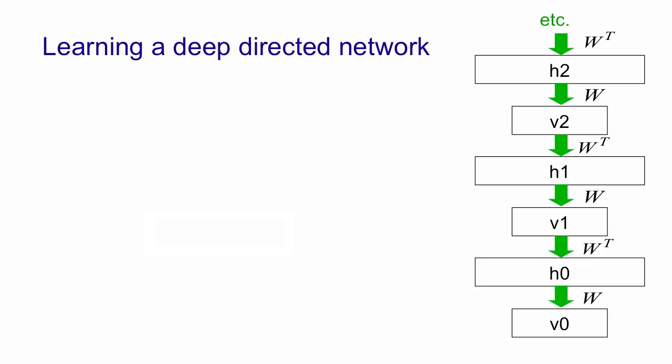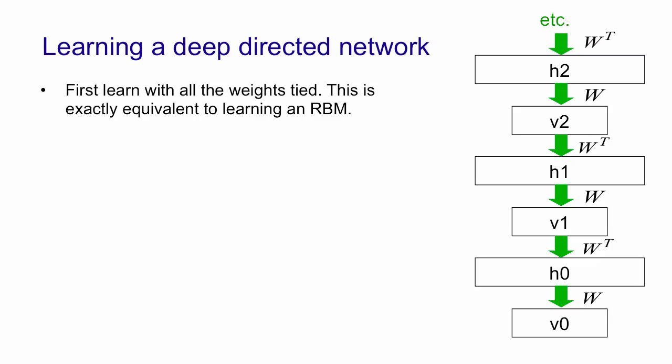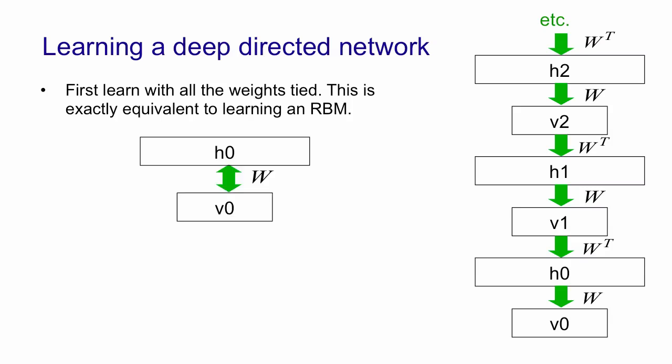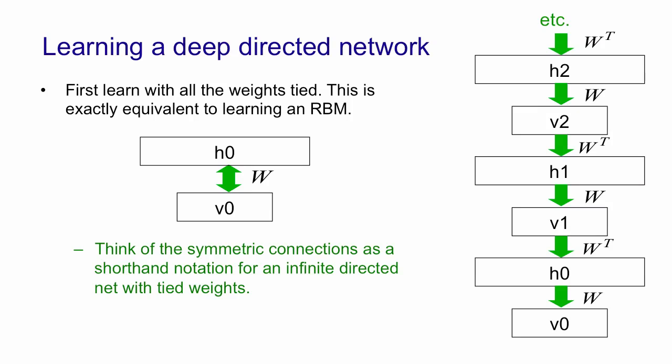We would start by making all the weight matrices the same. So we tie all the weight matrices together, and we learn using those tied weights. Now that's exactly equivalent to learning a restricted Boltzmann machine. The diagram on the right and the diagram on the left are identical. We can think of the symmetric arrow in the diagram on the left as just a convenient shorthand for an infinite directed net with tied weights.